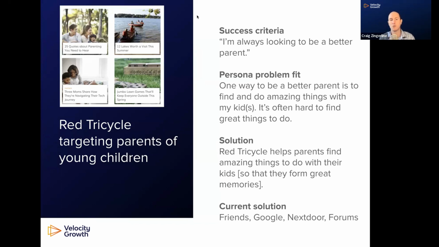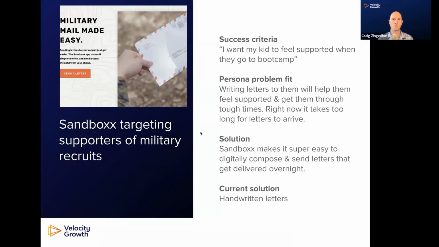What were the current solutions that parents had for finding awesome stuff to do with their kids before Red Tricycle came along? It was friends. It was Facebook, it was Google, it was maybe Nextdoor, and maybe some web forums online. But once we understood that problem persona fit and our solution and how we solved for that solution, we became great at customer acquisition. Sandbox is another company where I was the chief product officer.